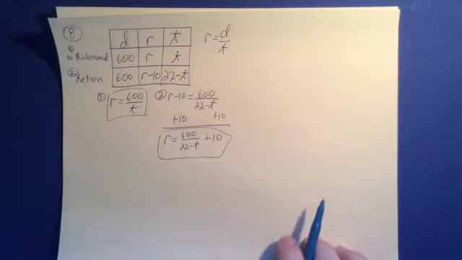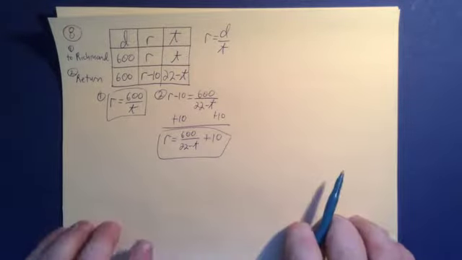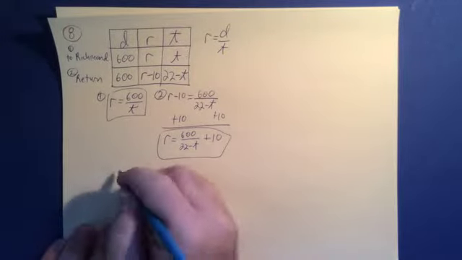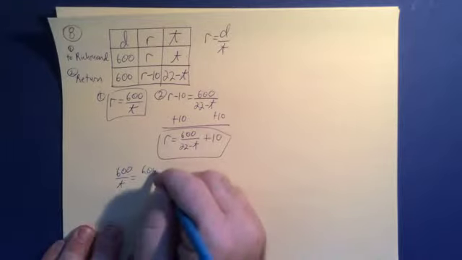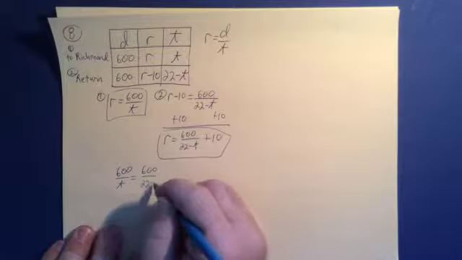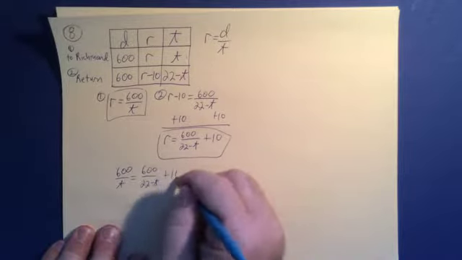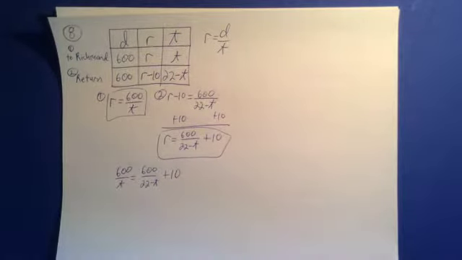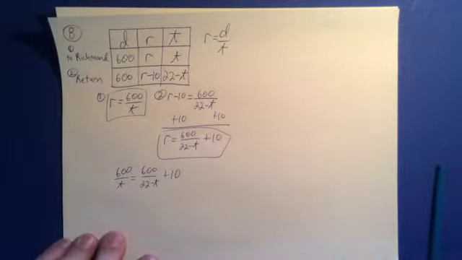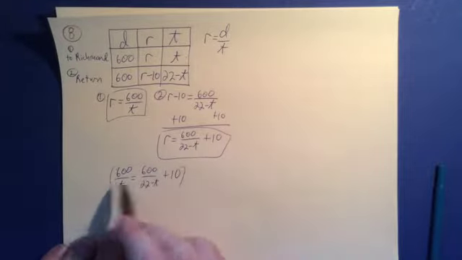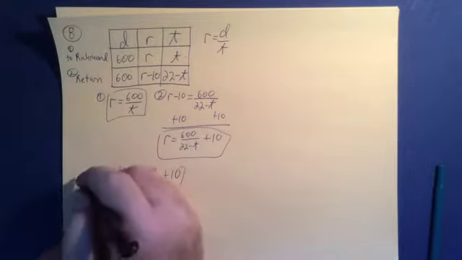I'm going to set these two equal to each other, just like I have in the previous questions. So I'm going to have 600 over t equals 600 over 22 minus t, plus 10. So what I'm going to go ahead and do now is multiply through by the two denominators, t and then 22 minus t.